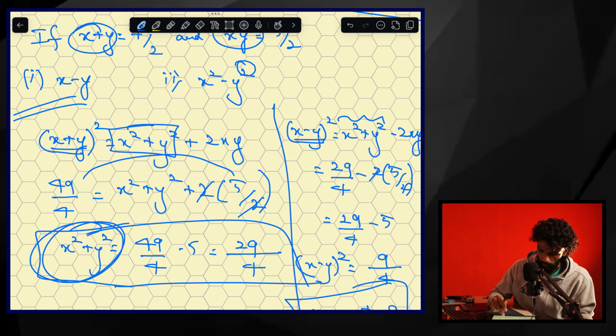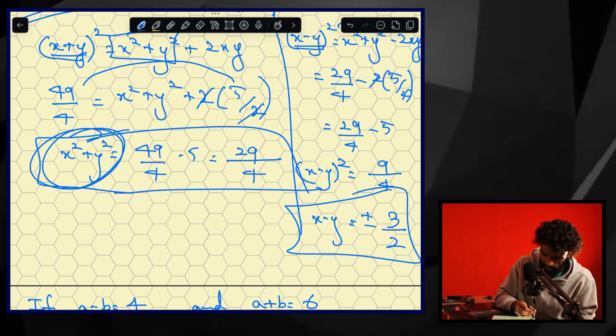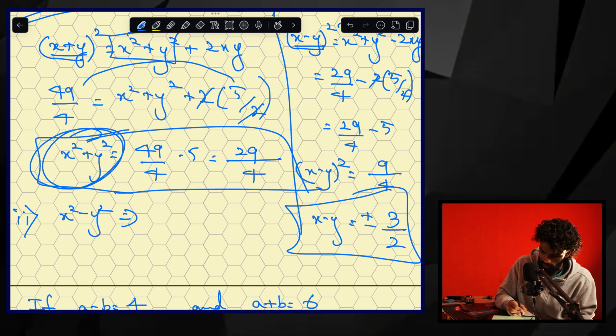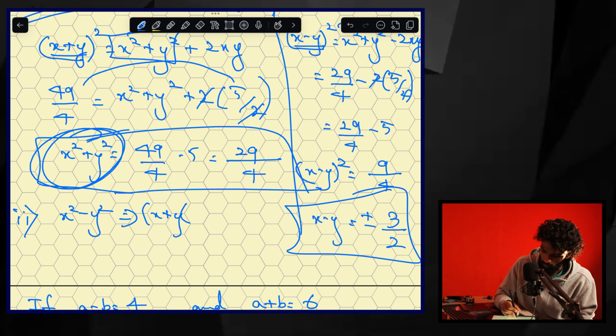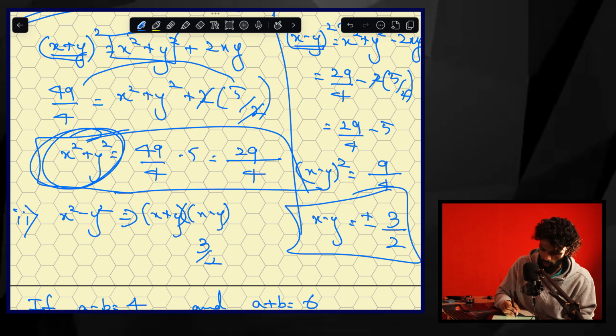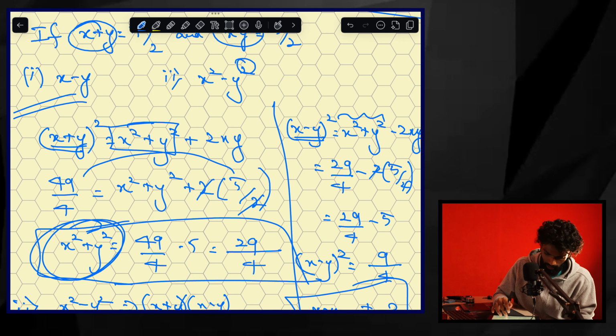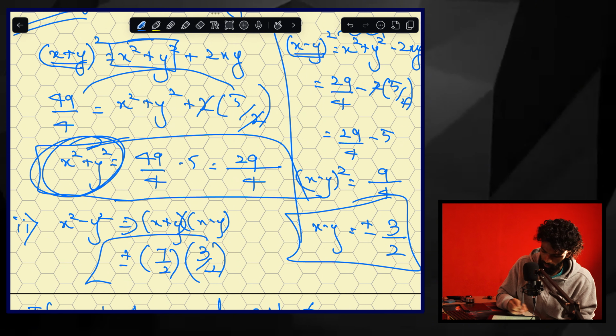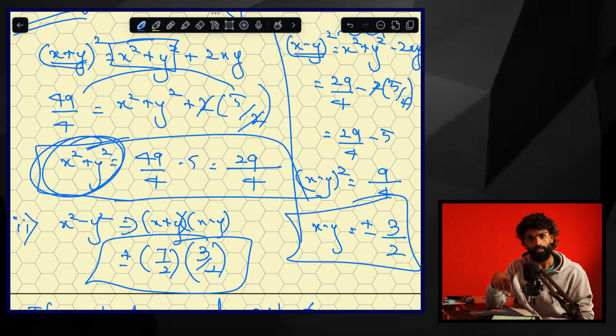Next part. I'm supposed to find x square minus y square. Common sense. Second sub question, x square minus y square is nothing but a plus b into a minus b, which is nothing but x plus y into x minus y. X minus y we just found, 3 by 2. I know plus or minus is there, I'll ignore that. X plus y is given to me in the question, 7 by 2. Just multiply this, put a plus or minus. This will be your answer. I haven't done it completely. You're supposed to do it.